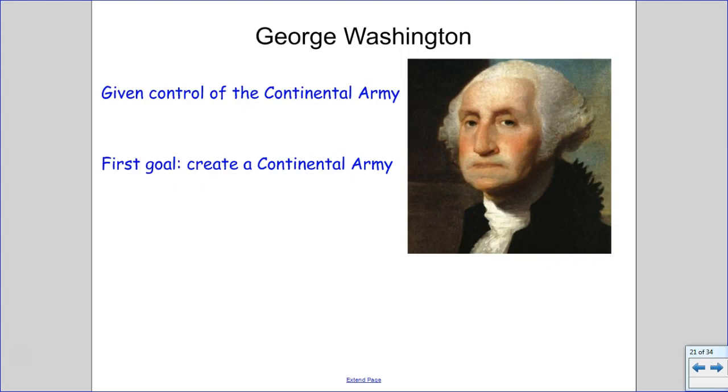He was given control of the entire Continental Army. His first major problem was there was no Continental Army. It would be like being given control of a sports team that had no players, no stadium, nothing. He literally had money and time and a title. So it was his job to put these things together and find a way to take all these disparate little town militias and somehow make them into an army.